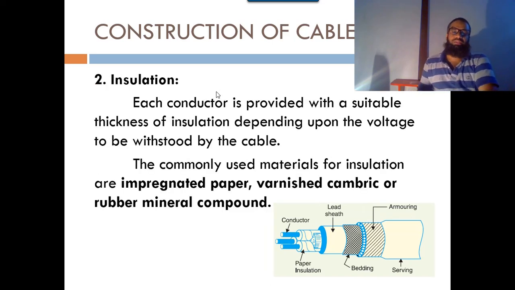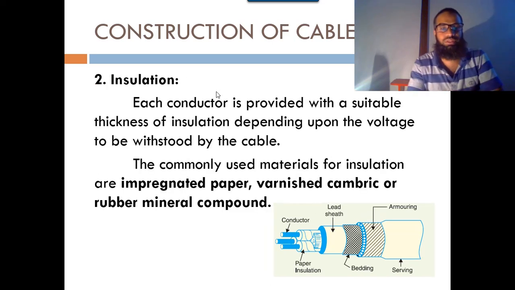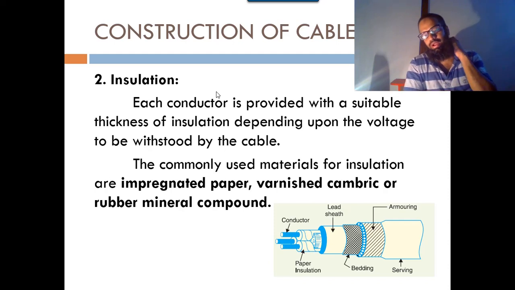Second one is the insulation. There is a special insulation over the conductor, and it is properly impregnated paper, and normally it is a special paper or rubber type material which can protect the conductors.